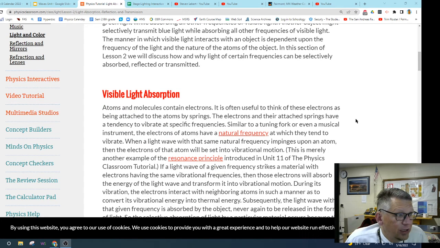Atoms and molecules contain electrons. It is often useful to think of these electrons as being attached to atoms by springs. The electrons and their attached springs have a tendency to vibrate at specific frequencies. Similar to a tuning fork or even a musical instrument, electrons of atoms have a natural frequency at which they tend to vibrate. When a light wave with the same natural frequency impinges upon an atom, then the electrons of that atom will be set into vibrational motion.